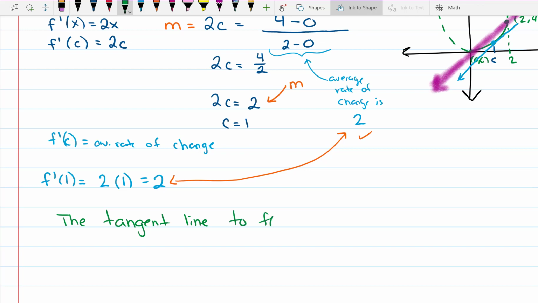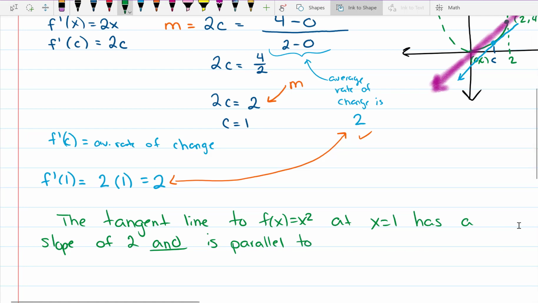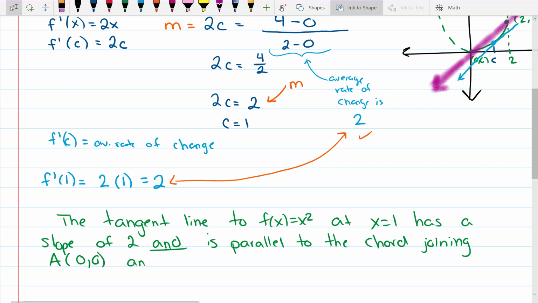to f of x equals x squared at x equals 1 has a slope of 2 and is parallel to the chord, and you can say chord or secant line, joining A, which has coordinates 0, 0, and B, which has coordinates 2, 4.